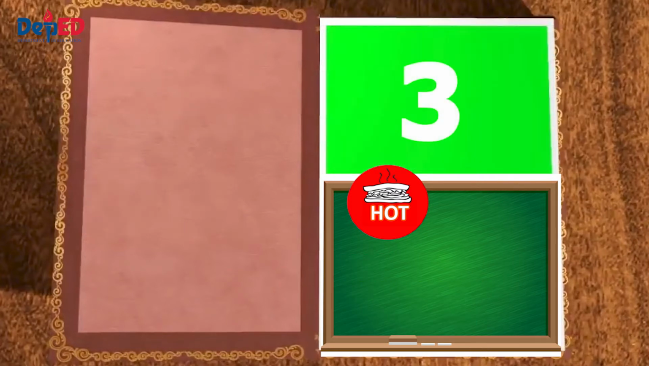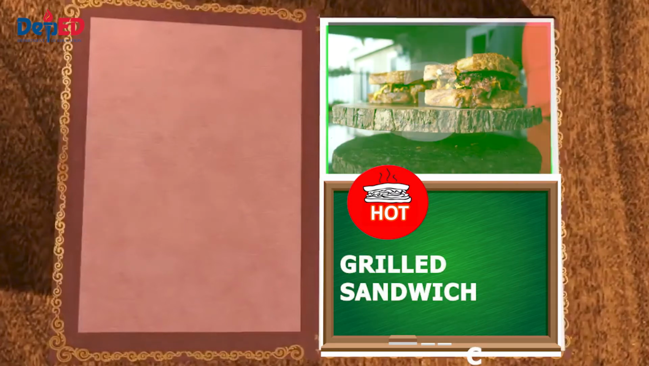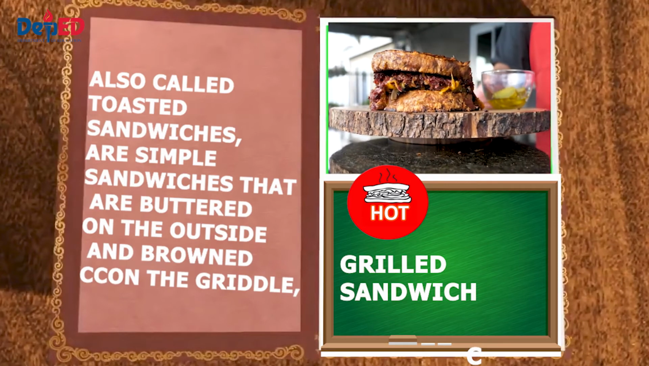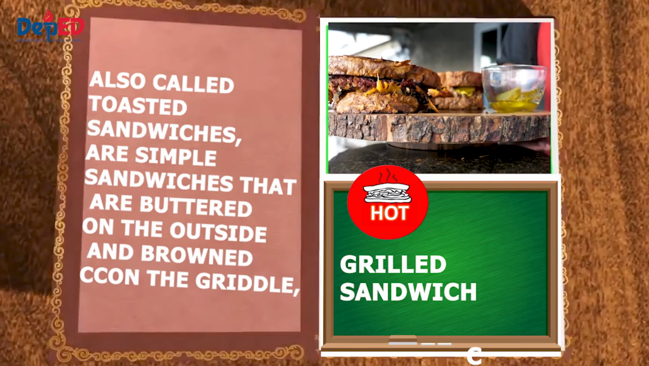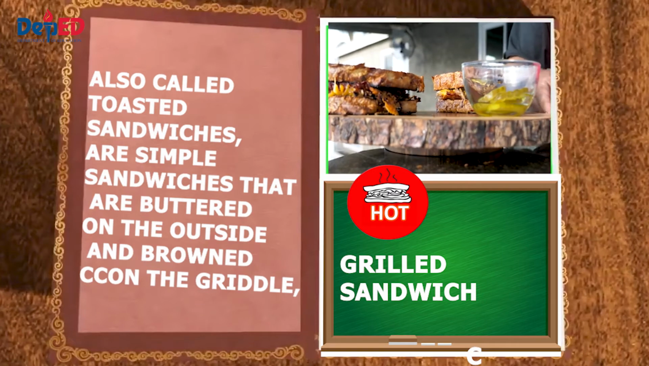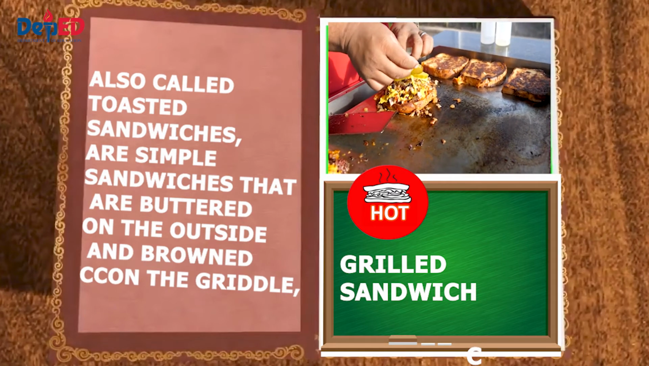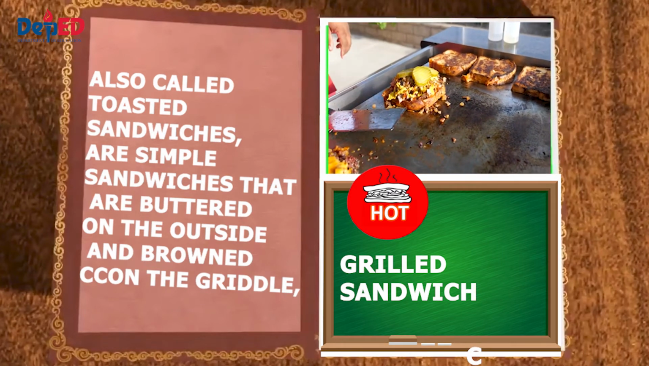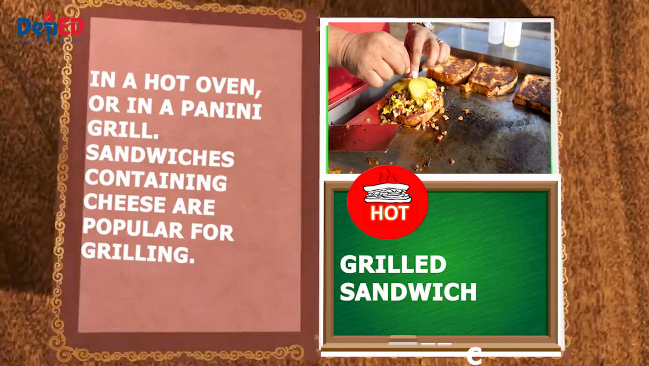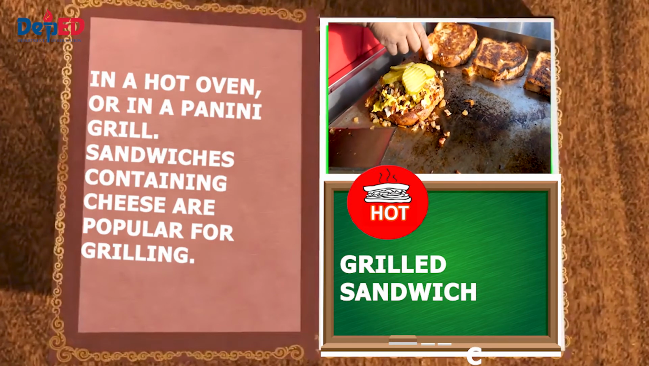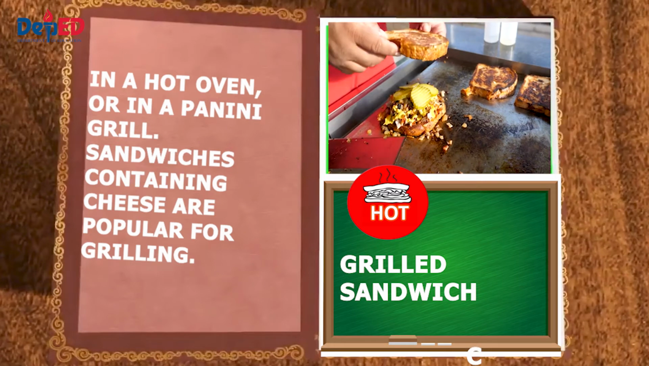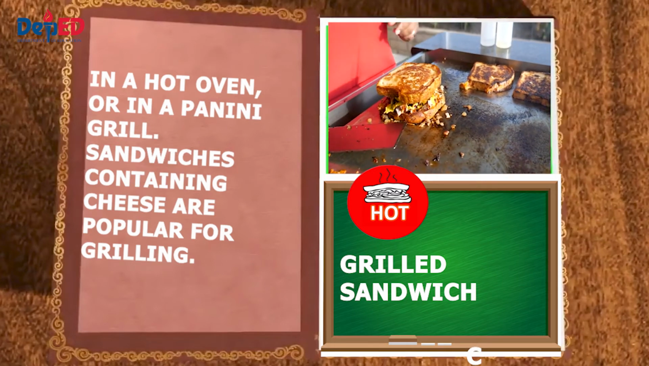Third, we have the grilled sandwiches. Grilled sandwiches, also called toasted sandwiches, are simple sandwiches that are buttered on the outside and browned in a griddle, in a hot oven, or in a panini grill. Sandwiches containing cheese are popular for grilling.